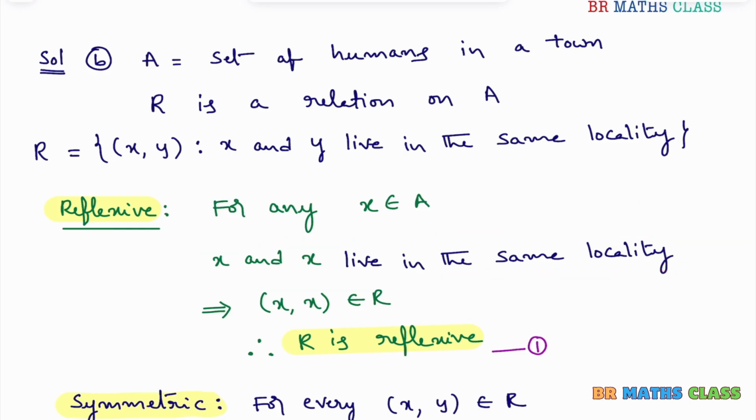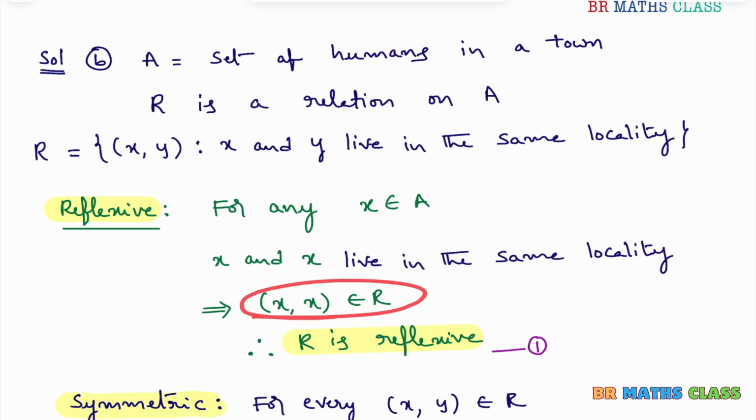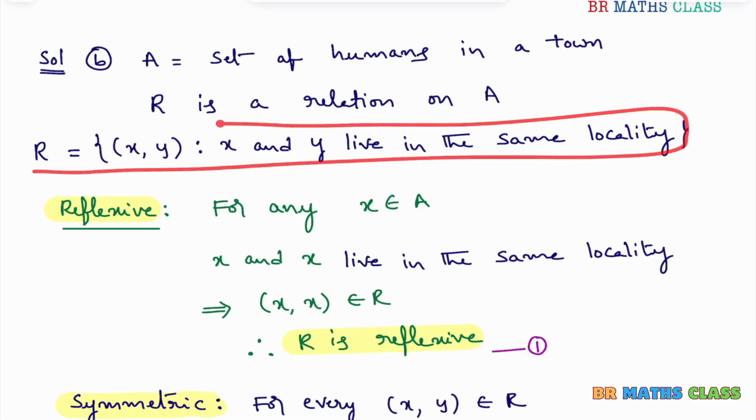So from this, if x and x live in the same locality, then the ordered pair (x, x) belongs to the relation. So I have written here that the ordered pair (x, x) belongs to this relation. Therefore, the relation R is reflexive. I have taken it as 1. Now I'll check whether this relation is symmetric or not.